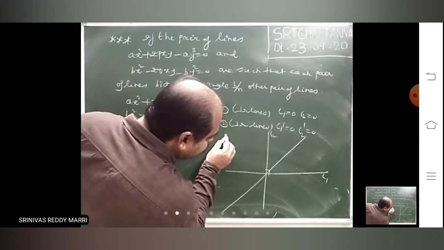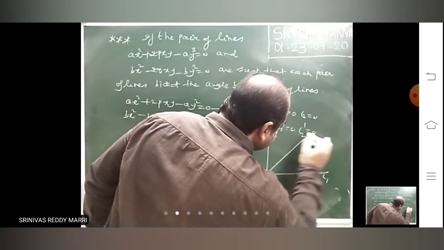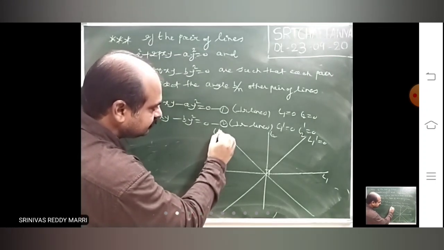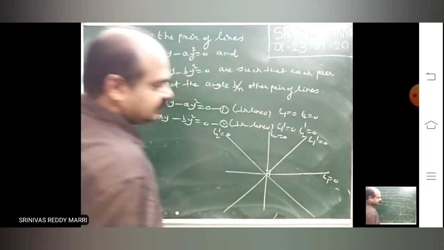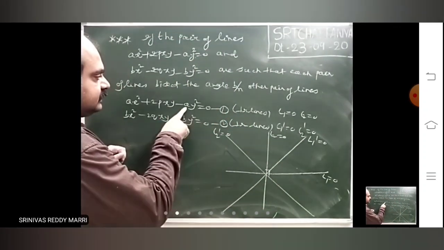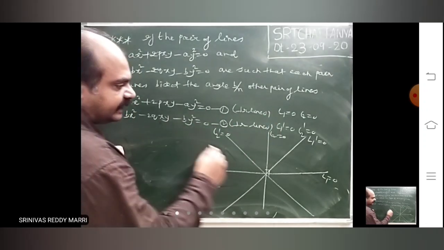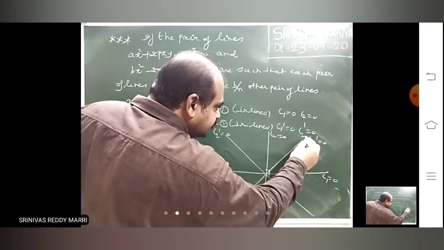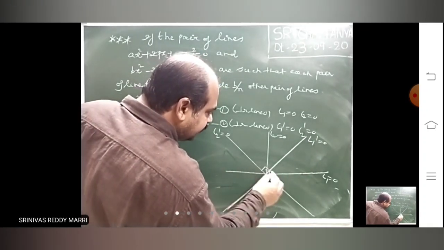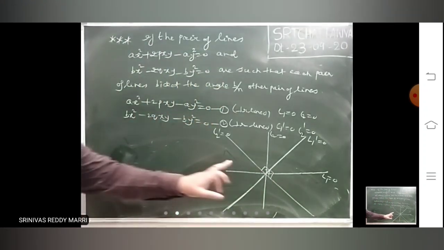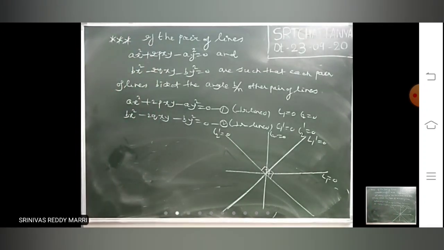Both are perpendicular lines only. Look at this, L1 dash equal to 0, this is L2 dash equal to 0, and L1 equal to 0. So for these lines, these are angular bisectors. Look at L1 equal to 0, L2 equal to 0. What are the angular bisectors? They are also given perpendicular. L1 and L2 are perpendicular and L1 dash and L2 dash are also perpendicular.